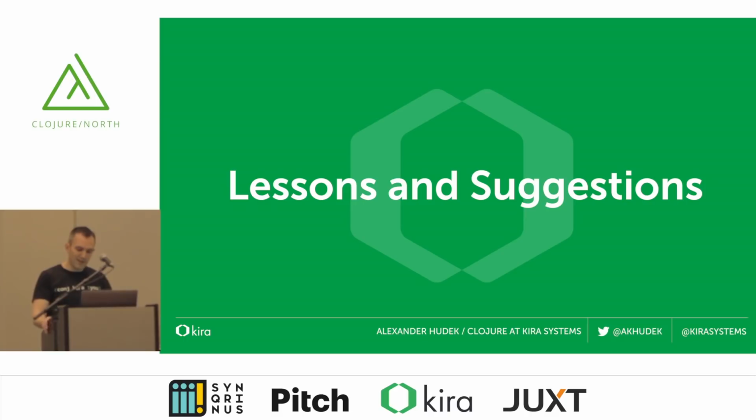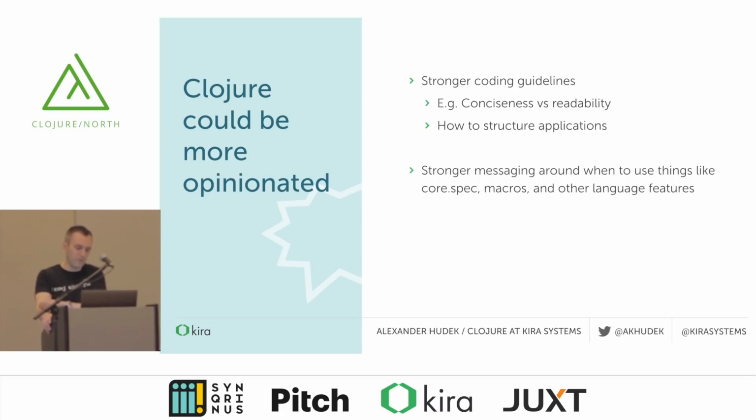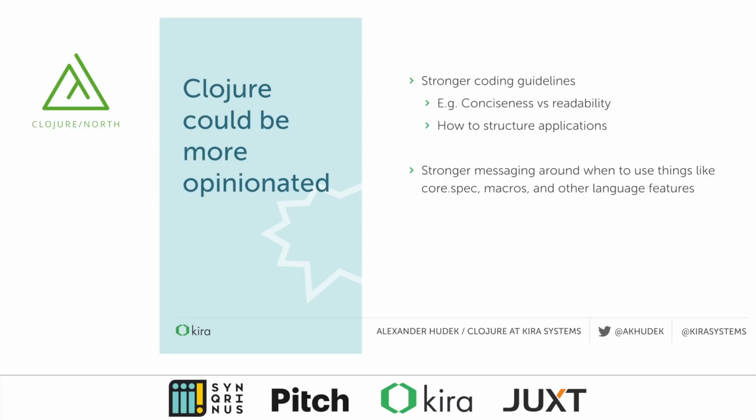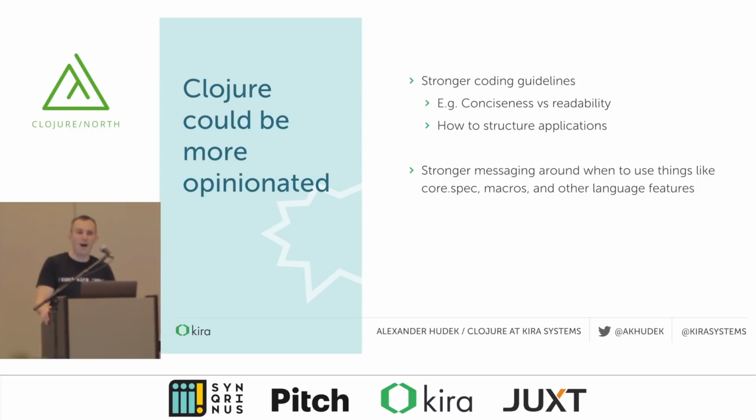So finally, just some quick lessons and maybe some suggestions for how we can improve things for future companies that choose Clojure. So I personally think Clojure could be more opinionated even than it is today. Stronger guidelines on being concise versus being readable. I've read some excellent blog posts on this, so there is material there. But if we had a louder voice as a community about don't write things too concisely and things like this, I think that would be really helpful for newcomers and new people who are planning to write large code bases in it.